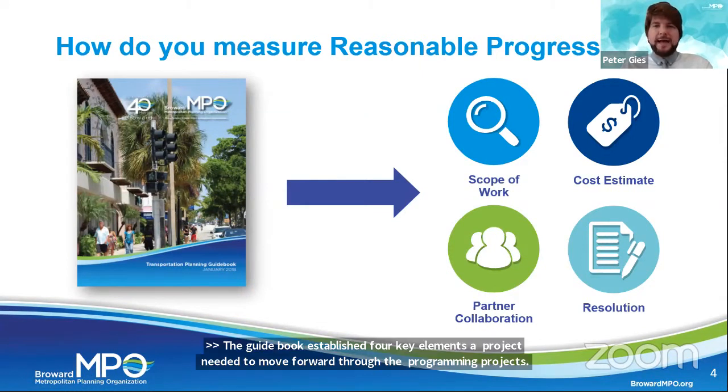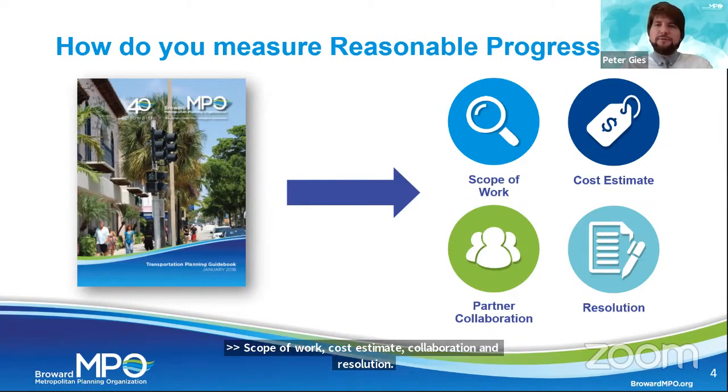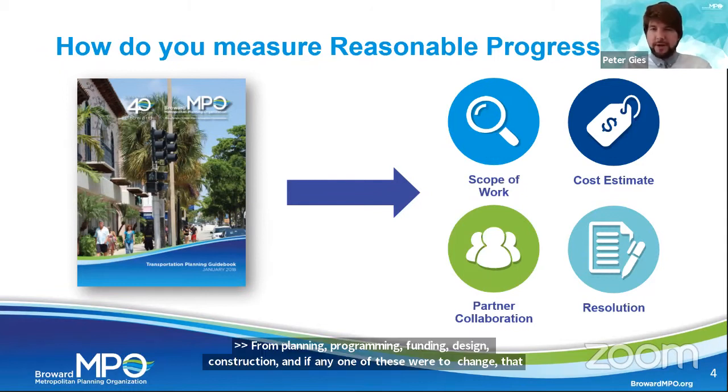And when the team took a step back, we said, yes, we can actually take all four of these elements and apply them to a project through all the steps in the process, from planning to programming, to funding, to design, to construction. And if any one of these elements were to ever change throughout that process, that would let us know that we have an issue and we are not proceeding forward with reasonable progress.